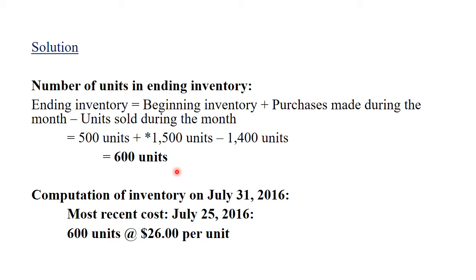100, which was taken away for selling off, and the rest we have is 600 units. So the total inventory is 600 units at the ending of the month, or the ending inventory. And as we know, on July 25th, the price for the material was 26 rupees per unit. So the computation of the inventory with the recent cost price is 600 units at the price of rupees.